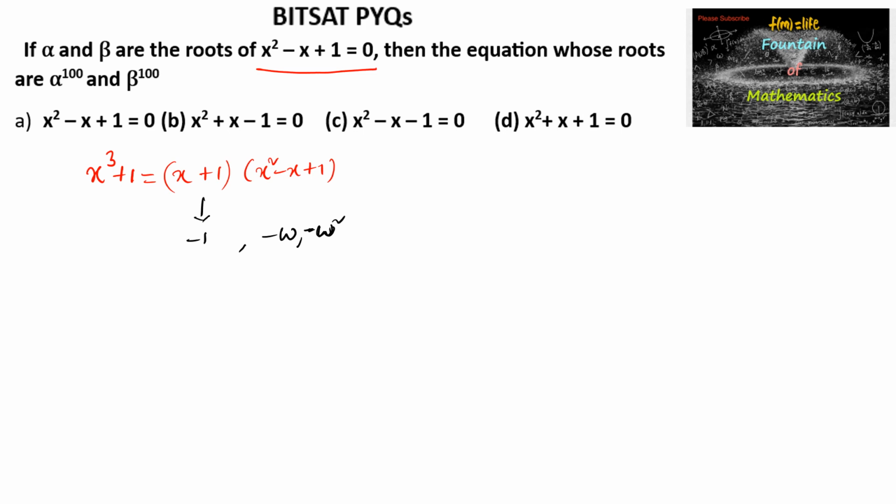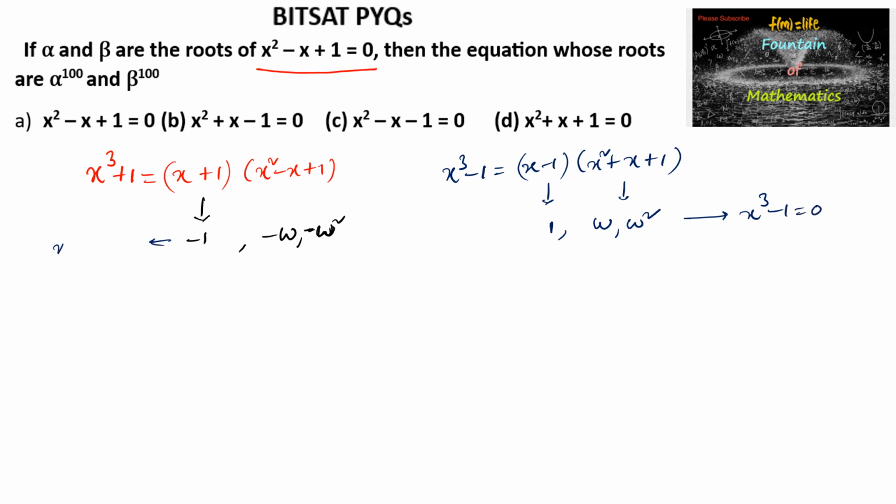And similarly, x power 3 minus 1 is equal to (x minus 1) into (x square plus x plus 1). So here we can say that x is equal to 1, and here we can consider omega and omega square. So omega, omega square and 1 are the roots of the equation x power 3 minus 1 equals 0.